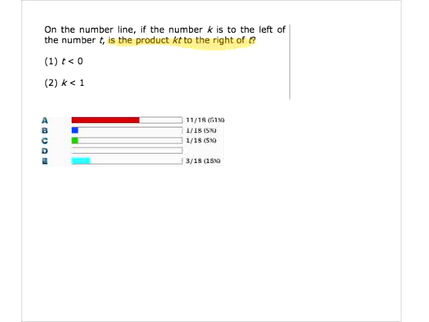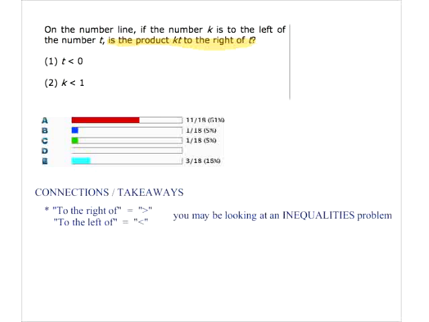So let's make some connections and takeaways here. If you see to the right of, that's the same as just saying it's greater than. And if you see to the left of, that's really the same as saying that it's less than. These are exact correspondences. So as such, you may be looking at an inequalities problem in disguise.